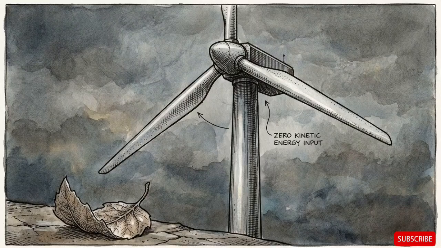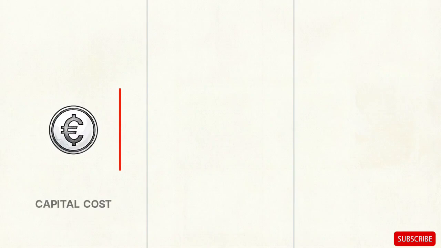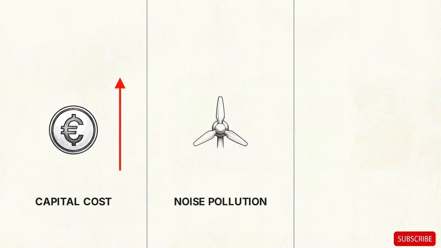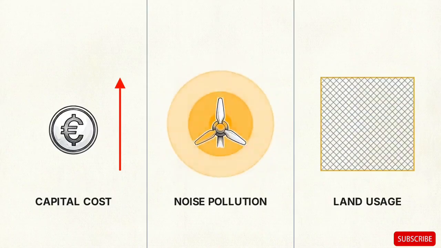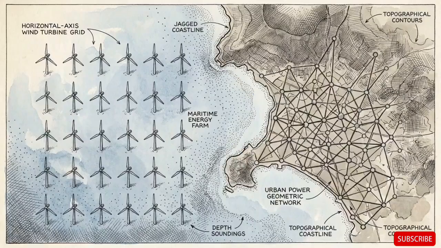Wind availability is inherently irregular. The machines require massive initial capital costs. They generate mechanical noise, and utility-scale farms require large tracts of land. Wind energy is an essential, highly economical tool, but only when deployed in the correct geographical contexts, where its output reliably outweighs its physical footprint.